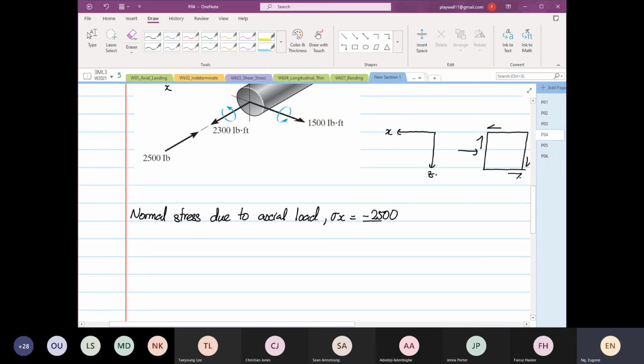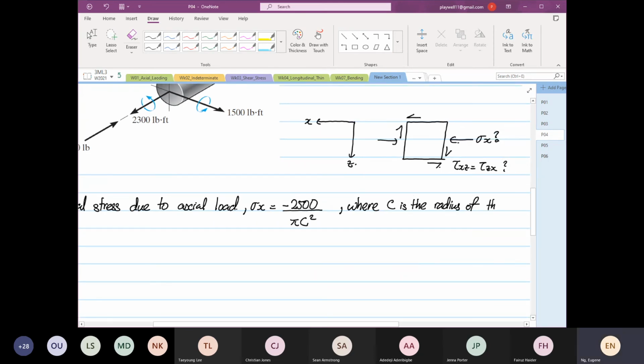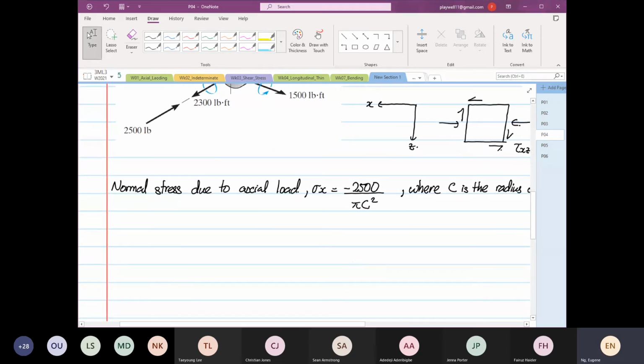over pi c squared. Minus is compression. I will define c, where c is the radius of the shaft. This is the radius of the shaft. So that's straightforward, isn't it? So now, normal stress due to bending moment.